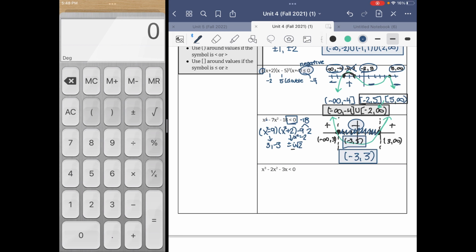Alright, let's do one more. On this next one, I notice that the last thing has an x, which means that my first step is to take out that x. Like so. And then I need two numbers that multiply to -3 and add to -2. That's going to be -3 and +1. So I have 3 answers, 0, 3, and -1. Going to go ahead and put those on my graph.